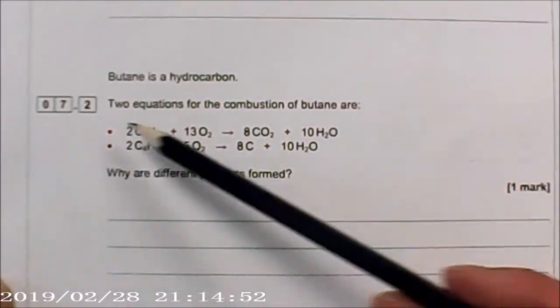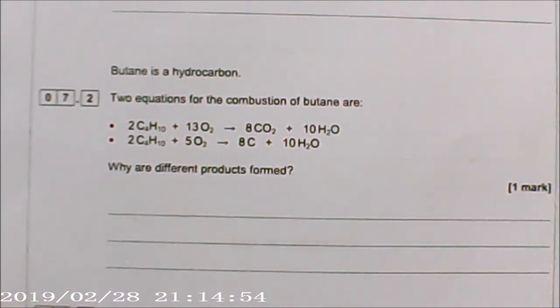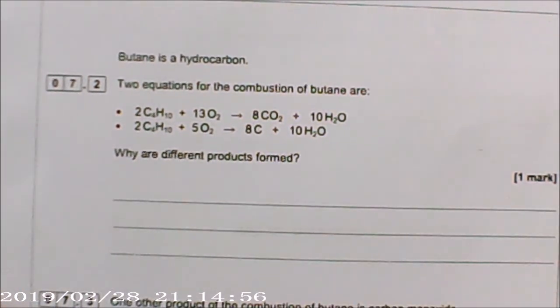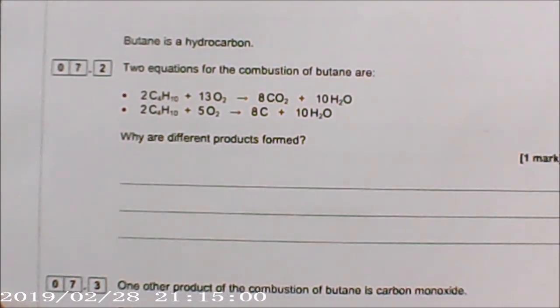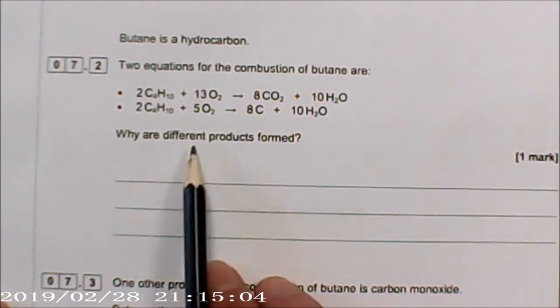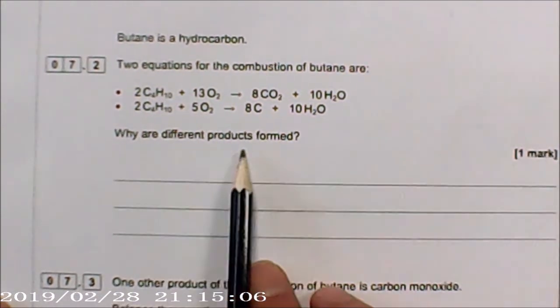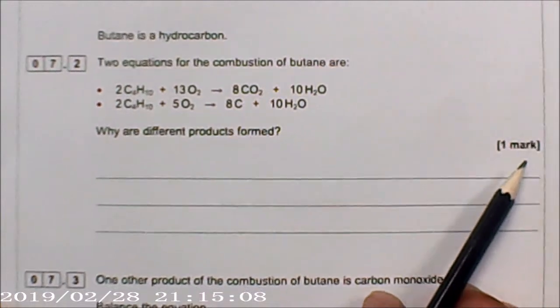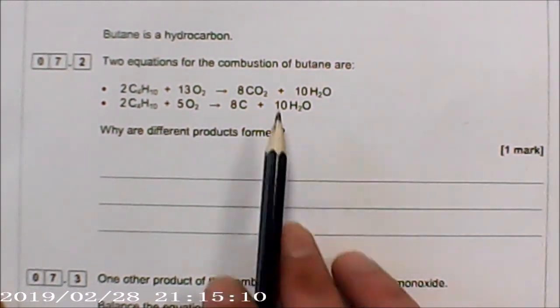Okay, 7.2. Butane is a hydrocarbon. 2 equations for the combustion of butane are, and it gives you those 2 equations. You don't need to have known those equations. They have got them all balanced out. Why are different products formed? Now it's only worth 1 mark, so don't overcomplicate it.